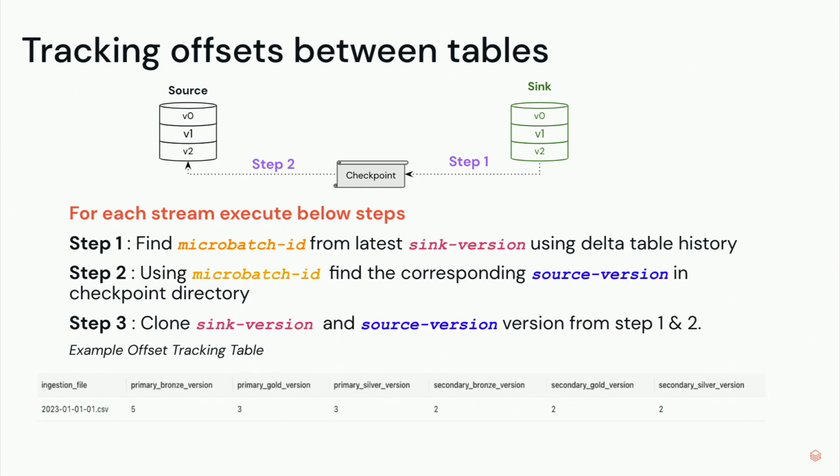And once we clone, we also track the corresponding versions of the tables in the secondary environment. So finally, we create this entry in the offset tracking table, what I showed earlier, and this is what we'll use to resume the streams.